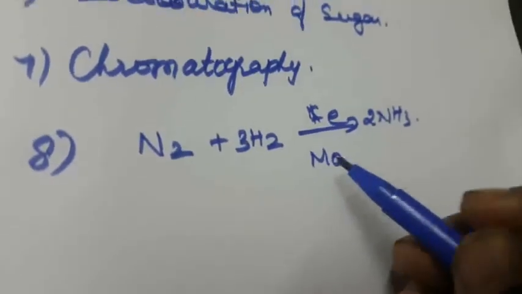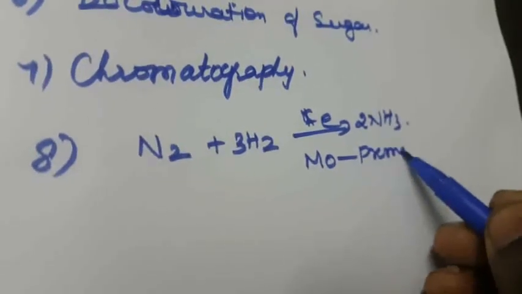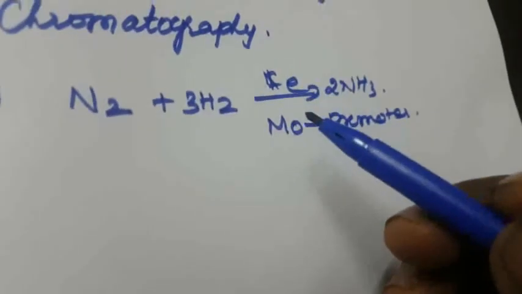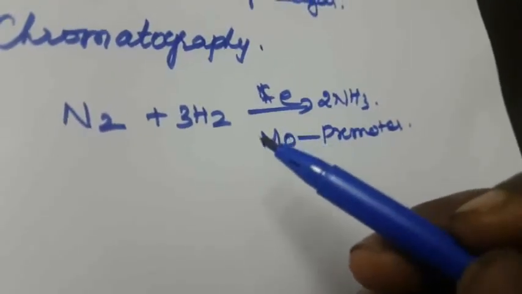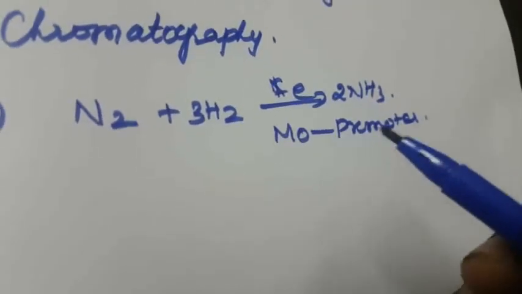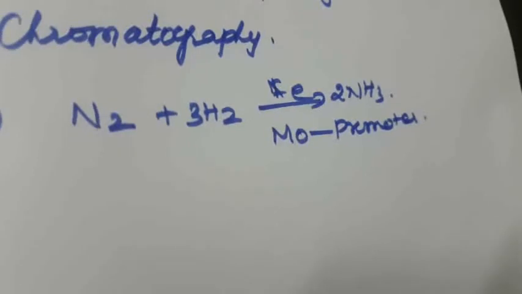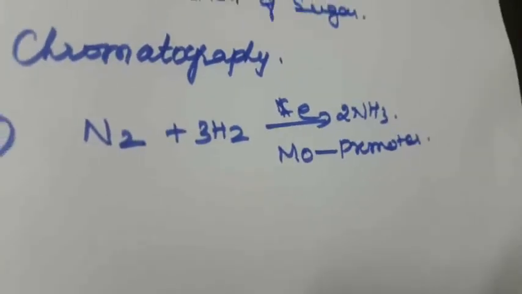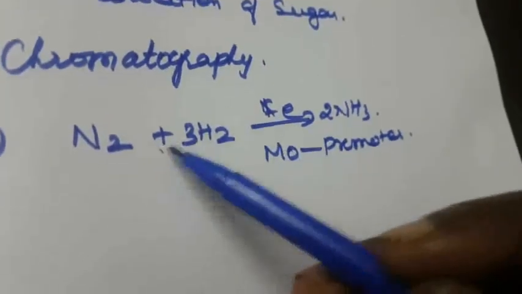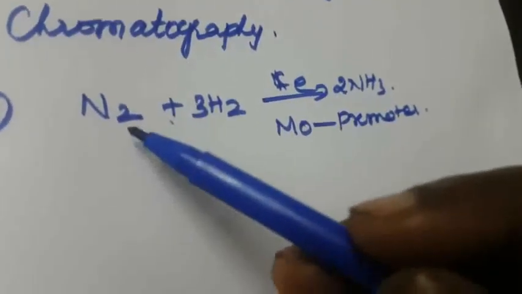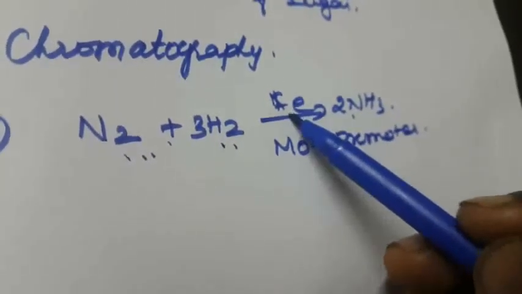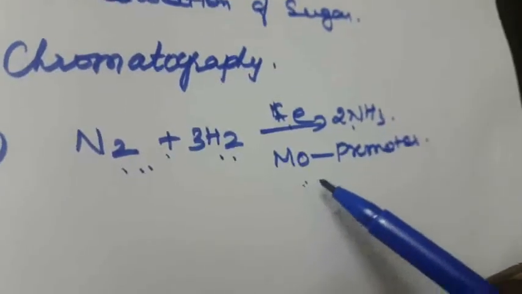What is meant by promoter? The promoter enhances the reaction rate. And what is meant by catalyst? A catalyst only speeds up the reaction and does not alter it. So a catalyst speeds up the reaction. It does not initiate or start the reaction, but makes a slowly occurring reaction happen faster. That is called catalysis. In Haber's process, the synthesis of ammonia from nitrogen and hydrogen, iron is used as a catalyst and molybdenum is used as the promoter.